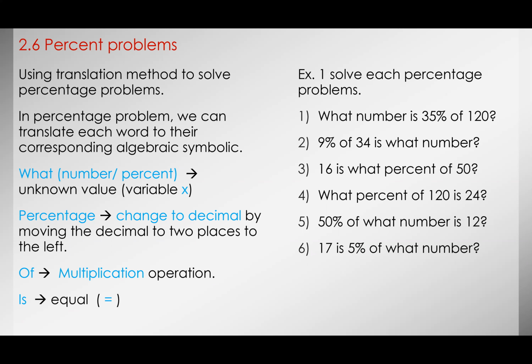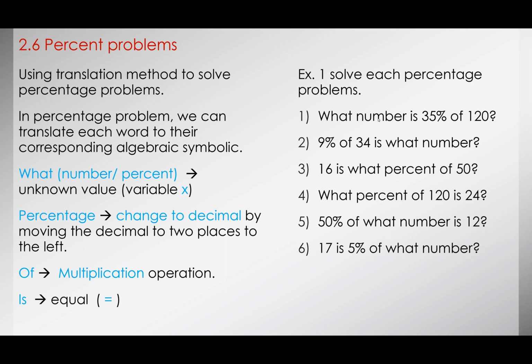So the easiest way for me is to use the translation method. Whenever I see the words what number or what percent, that will be my unknown variable. So I don't know what that value, what that number, what that percent is. I list it as an X. And as you will see, whatever we don't know, we just put an X and then we find out later.